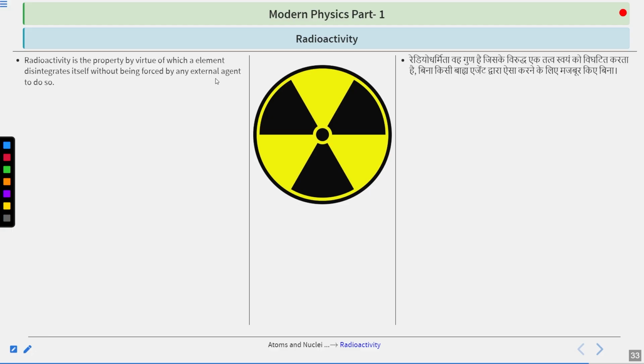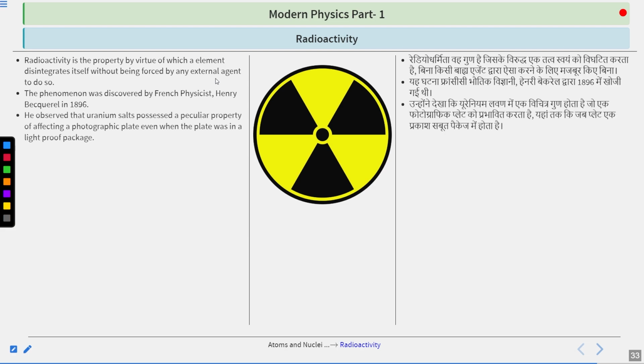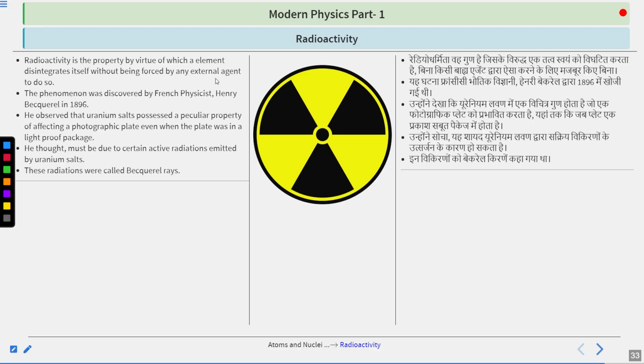Then what is radioactivity? Radioactivity is the property by virtue of which an element disintegrates itself without being forced by any external agent to do so. The phenomenon was discovered by French physicist Henri Becquerel in 1896. He observed that uranium salts possessed a peculiar property of affecting a photographic plate even when the plate was in a light-proof package. He thought it must be due to certain active radiations emitted by uranium salts. These radiations were also called Becquerel rays.